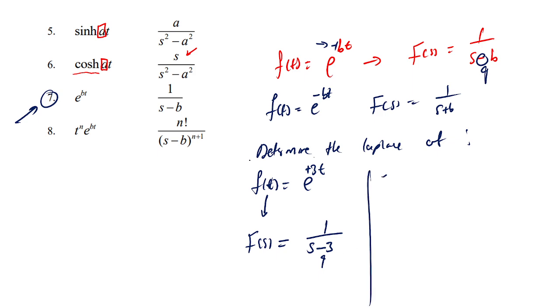And then let's look at another one. Let's say maybe you have f of t, which is equals to e to the exponent negative 3t. So the Laplace of f of t is going to be f of s, which is equals to 1 over s plus 3. Simple like that.